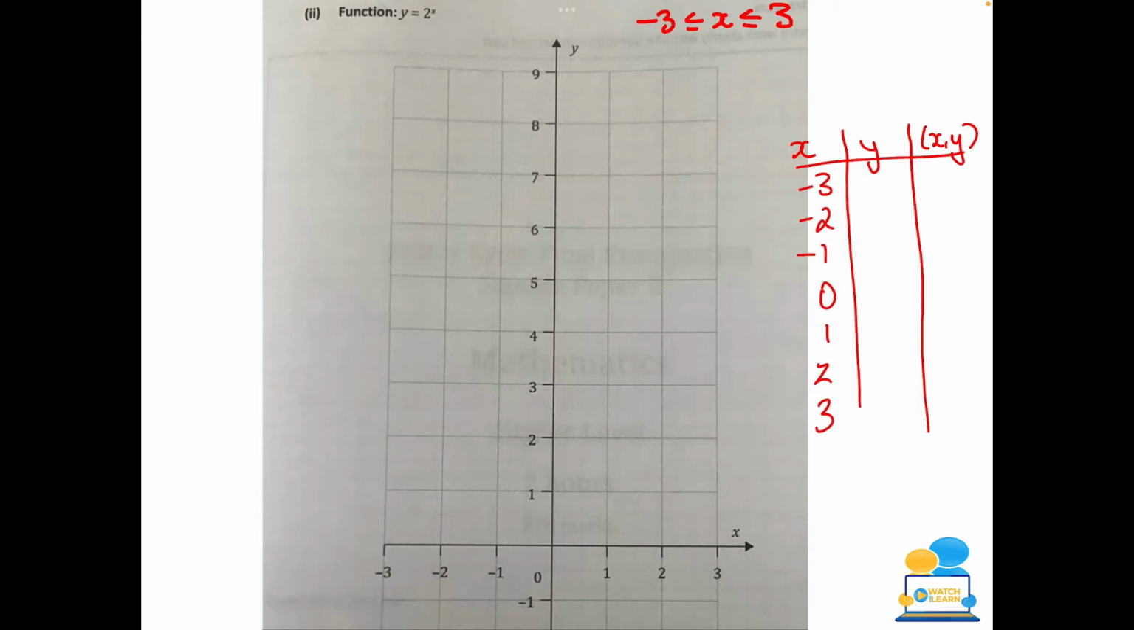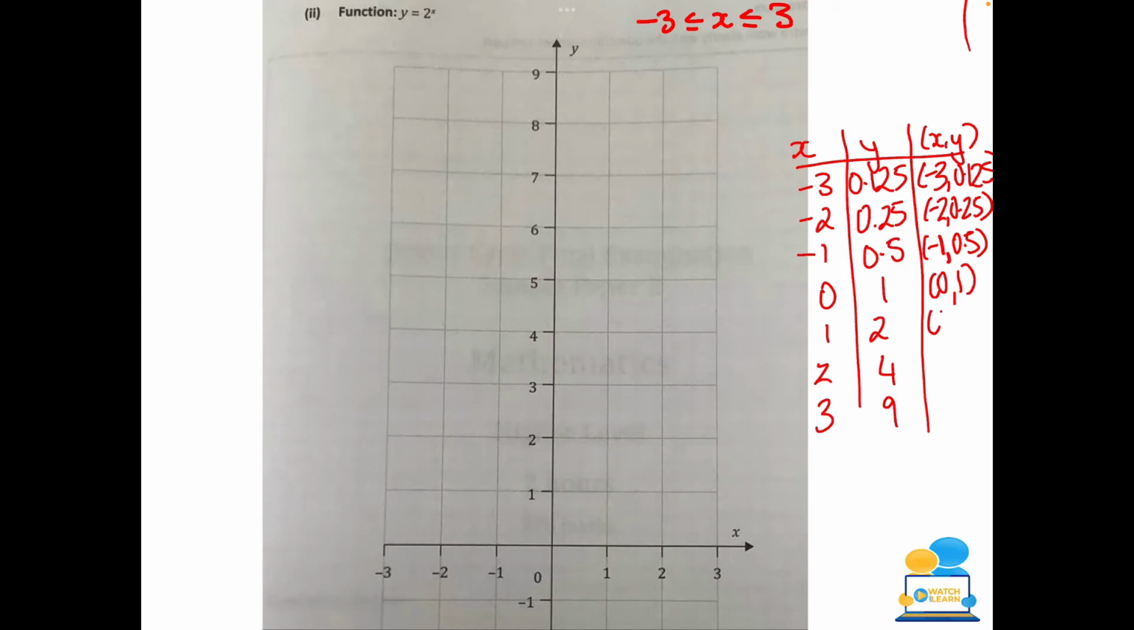And my y values then, according to my calculator, they are 0.125, 0.25, 0.5, 1, 2, 4, and 8. So my coordinates then, they're obviously made up of my x and my y. So I have -3, 0.125, -2, 0.25, -1, 0.5, 0, 1, 1, 2, 2, 4, and 3, 8.